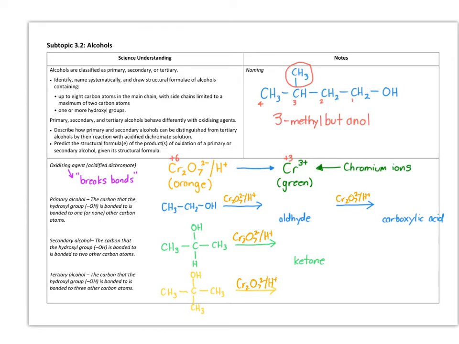So when we oxidize a primary alcohol, we firstly form an aldehyde. So we would get CH3, C, and then on this carbon here we would get the aldehyde group. So we've gone from our alcohol, we form an aldehyde. This reaction will keep going, and then we will get a carboxylic acid formed.